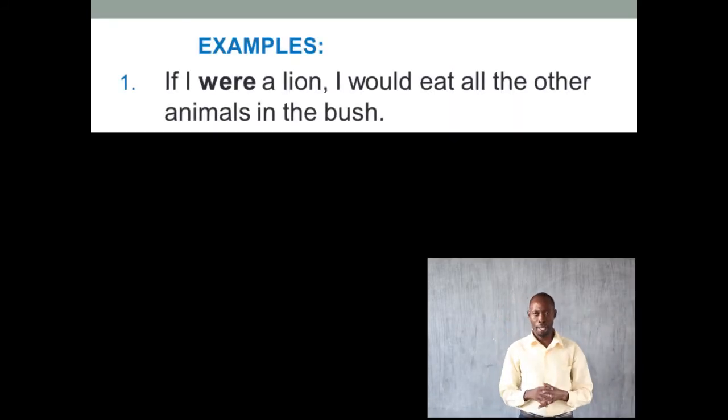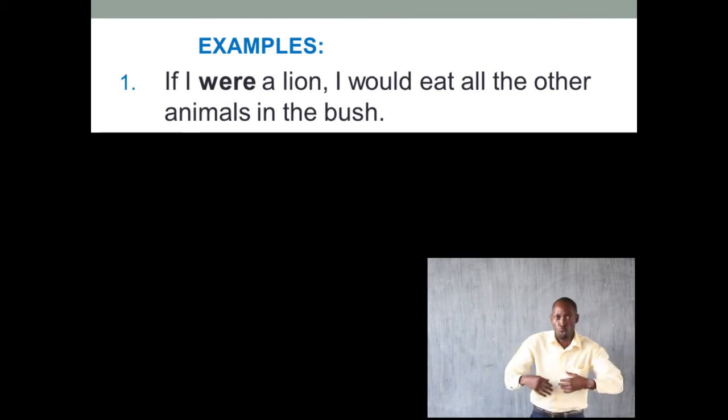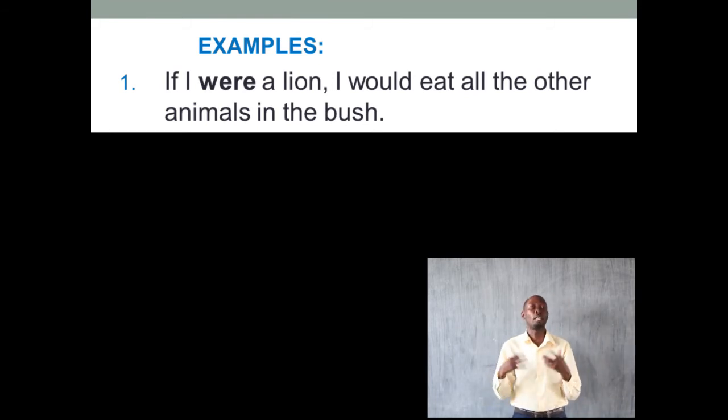If I were a lion, I would eat all the other animals in the bush. Now that is simply a wish. The speaker wishes to have been a lion, but the fact that the speaker is not a lion, then they can't end up eating all the other animals in the bush. So it is a wish about a scenario that can never happen, because no human can become a lion. Okay? So it is used, like I said, hypothetically.